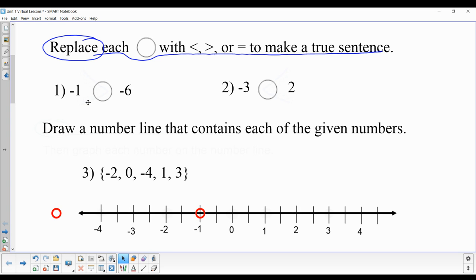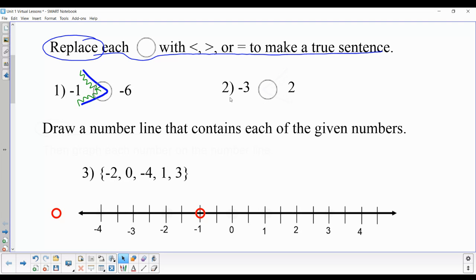We use a greater than symbol. You don't actually have to memorize the name, you just have to have the open part of the greater than symbol open towards the negative 1. A lot of teachers in the younger grades will teach this as an alligator, and the alligator always eats the bigger thing, so the alligator's mouth opens to the negative 1 because it's bigger.